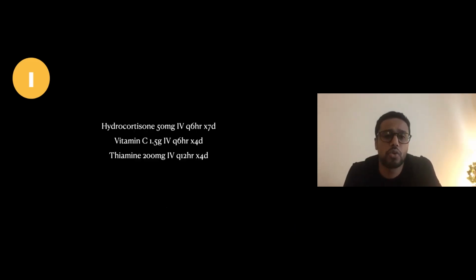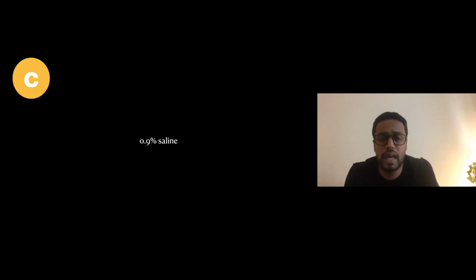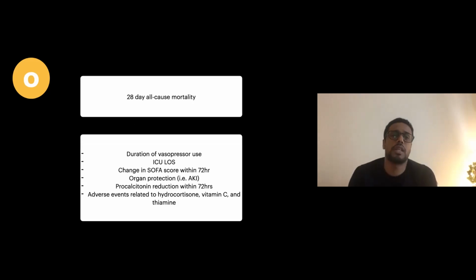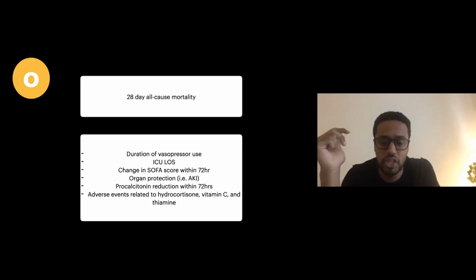Their intervention group was basically the exact Marik cocktail that was used in his original article, as you can see. And in the control group, they had placebo. Their primary outcome was to see the mortality at 28 days, and they had several points for the secondary outcome. For example, the duration of using vasopressor, the length of stay in ICU, the change in the SOFA score, and any adverse event related to using Marik cocktail.